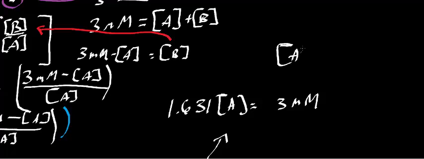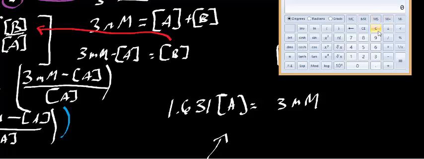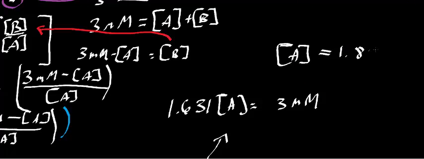So that means that the concentration of the acid, let me clear this, I get 3 divided by 1.631, and that is going to be about 1.84. So the concentration of A is equal to 1.84 millimolars. And I think we should take this time to make sure it makes sense. The concentration of A has to be less than the total concentration of solution, and it certainly is.